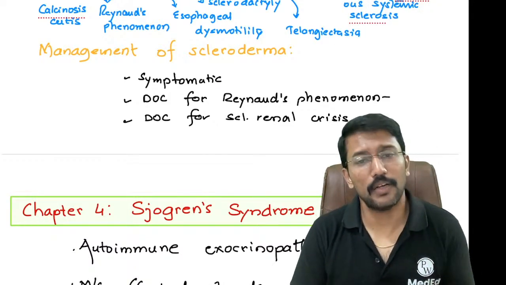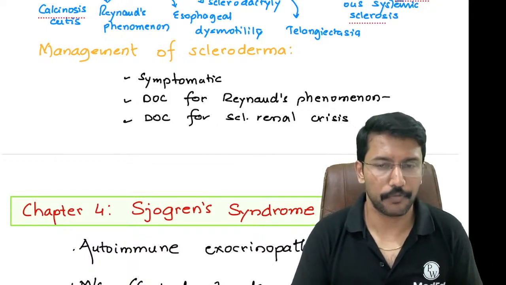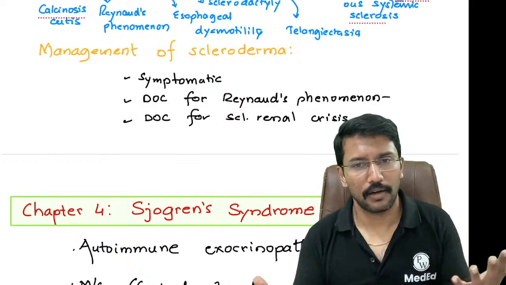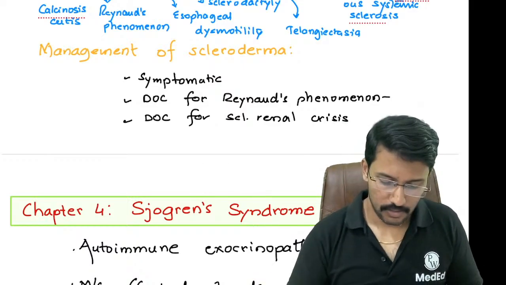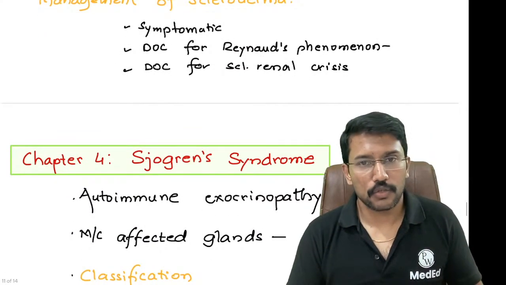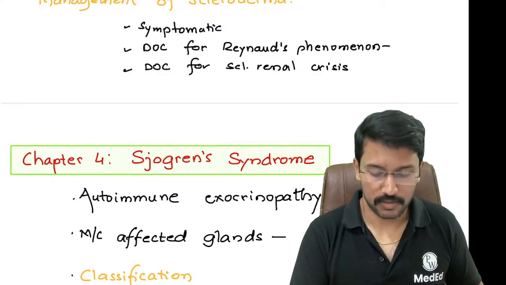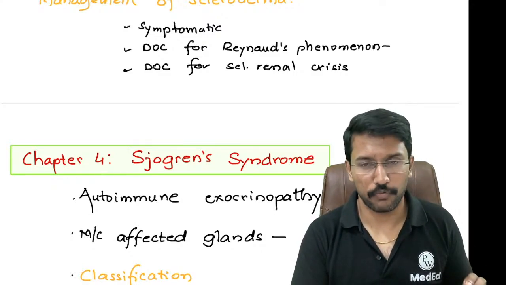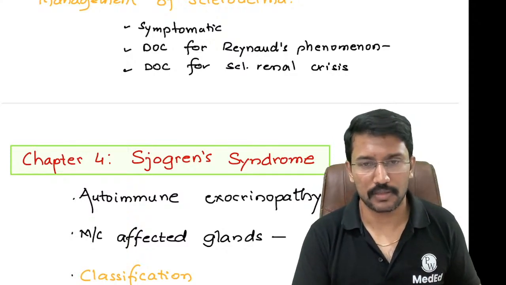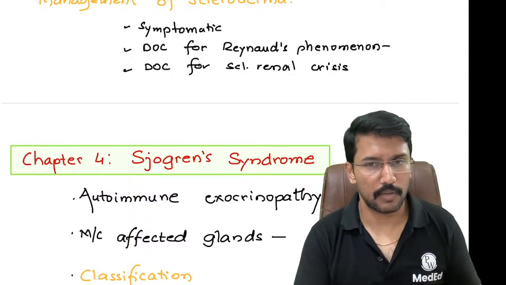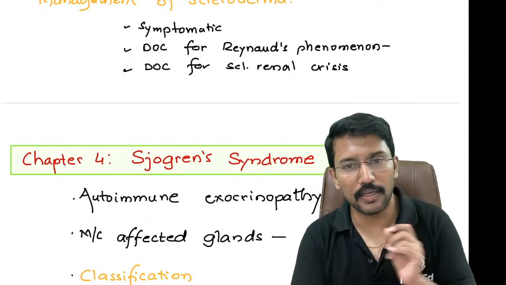Right. What is the problem? Intense vasoconstriction. So if I give vasodilators, the Raynaud's phenomenon would come down, right? So what all vasodilators do you know? The calcium channel blockers will be considered as the drug of choice, and there are 2 types of calcium channel blockers: dihydropyridine calcium channel blockers and non-dihydropyridine calcium channel blockers.